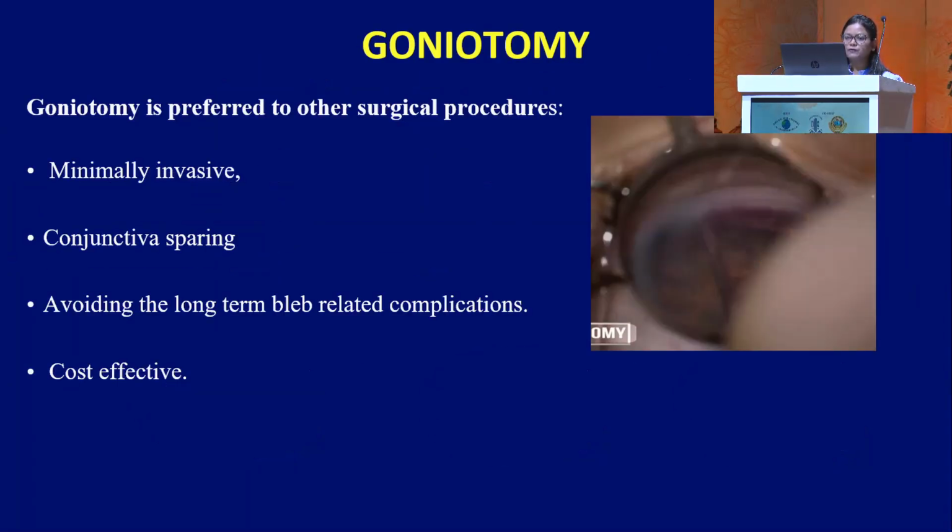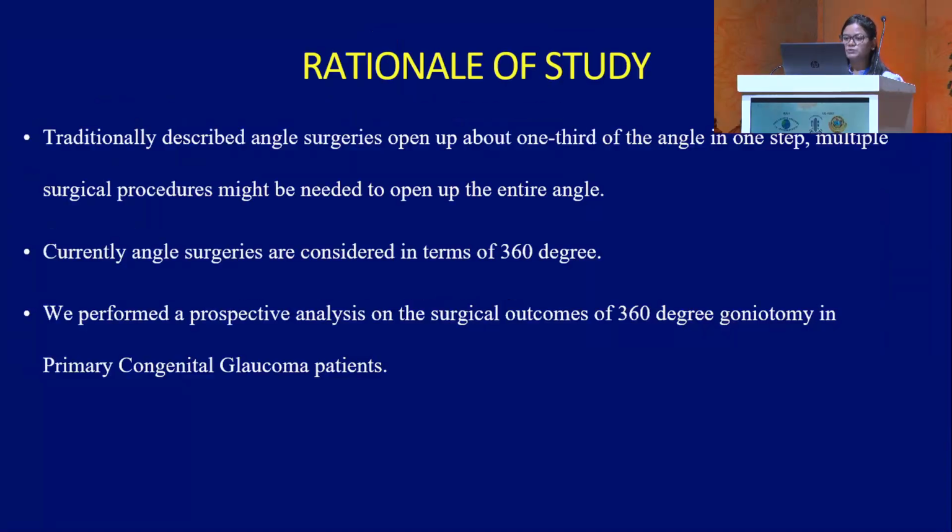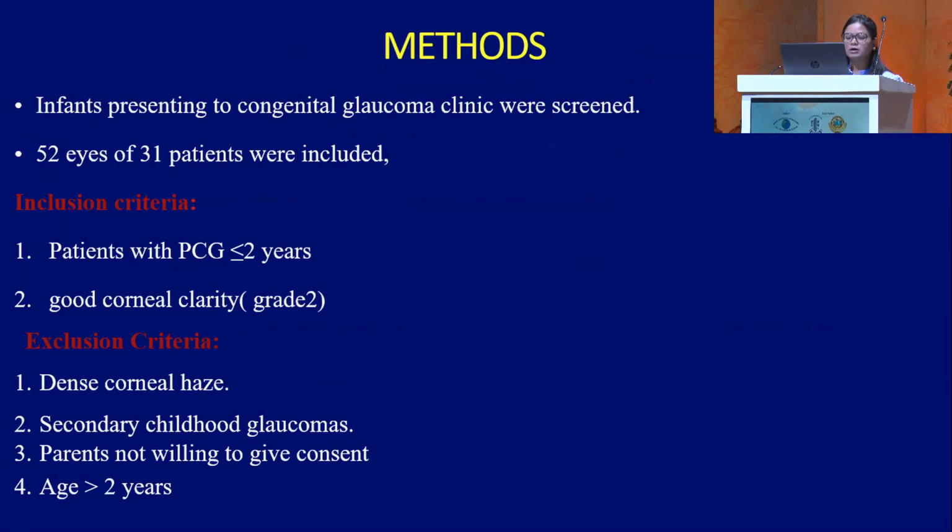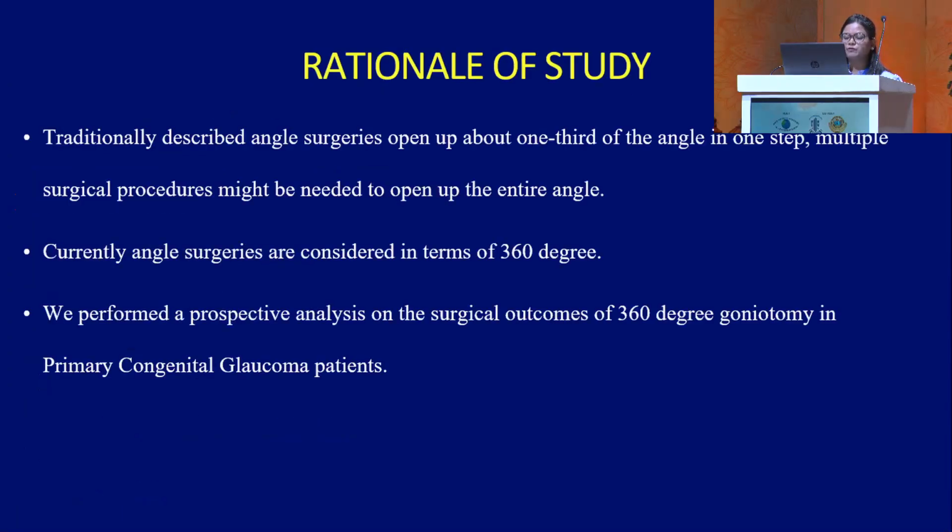The advantages of goniotomy include that it's a minimally invasive procedure with a conjunctiva-sparing technique, and it avoids long-term bleb-related complications. It's also a cost-effective procedure. So traditionally described angle surgery opens about 1/3 of the angle in a single step, and hence there might be a need for multiple procedures to open the entire angle. So currently we are considering a 360-degree procedure, and hence we performed a prospective analysis on surgical outcome of 360-degree goniotomy in primary congenital glaucoma patients.